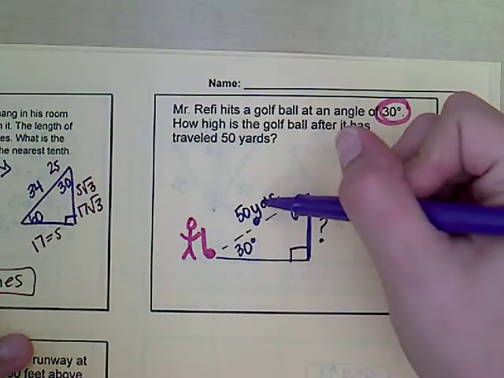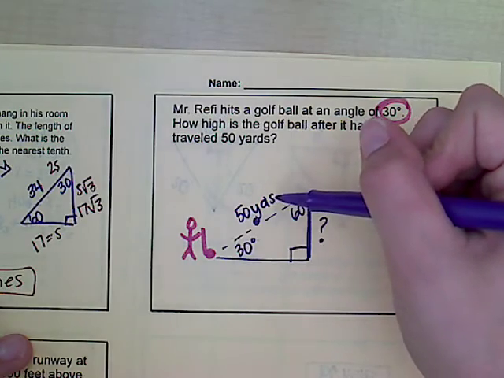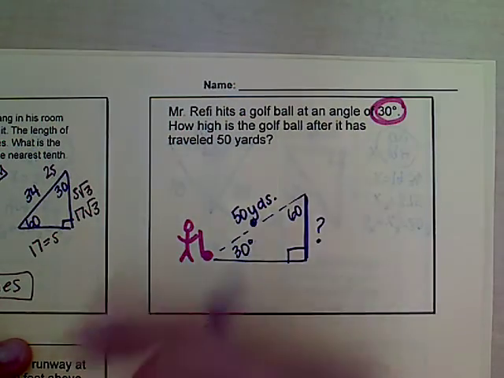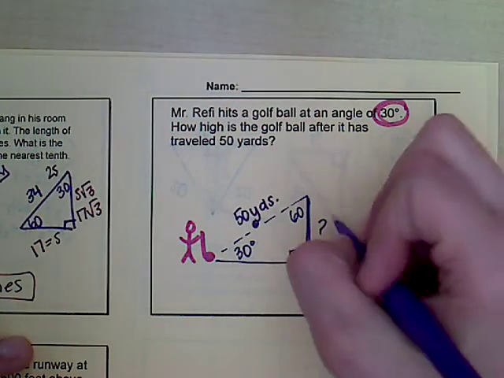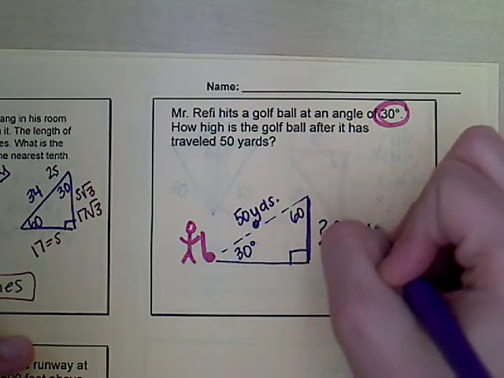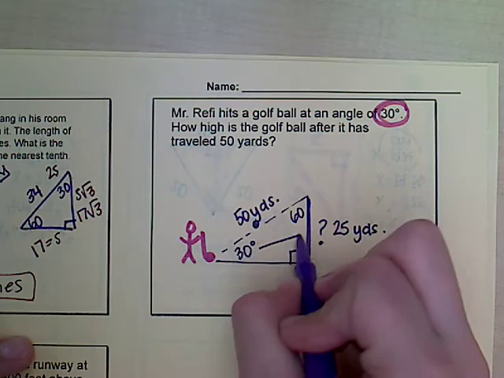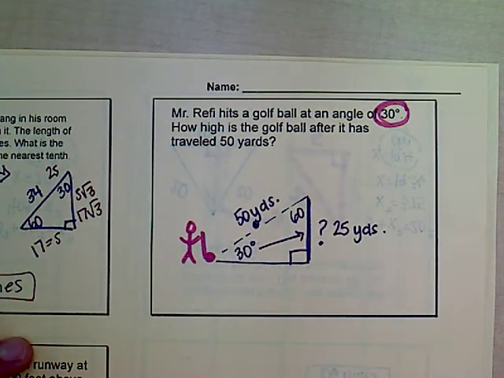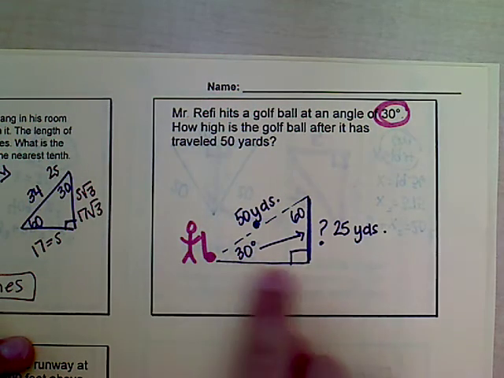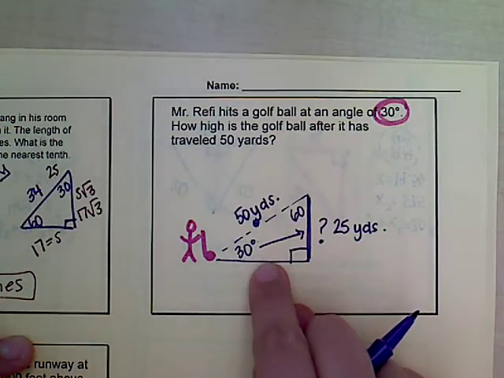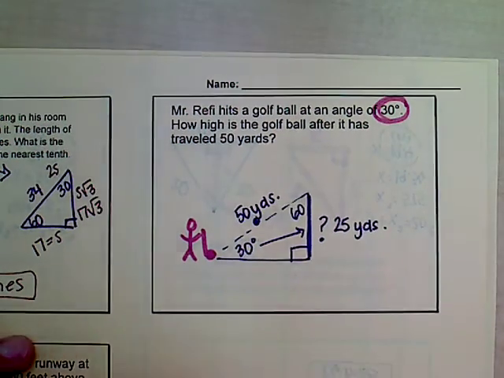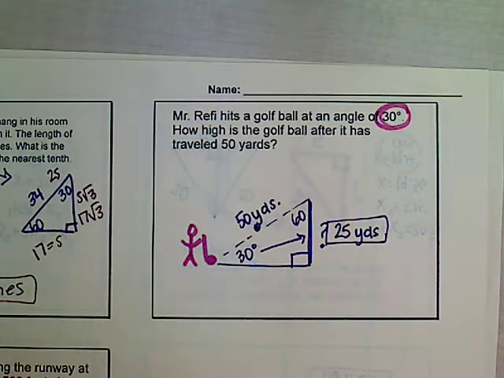I have the hypotenuse, so I know the hypotenuse is 2 times the short side. So if I divide that by 2, my short side is 25 yards. I know that this is the short side because it's across from the 30. If they ask me for the horizontal distance covered maybe, that would be the long leg across from the 60. So that would be a different answer. But all I need is this 25 yards.